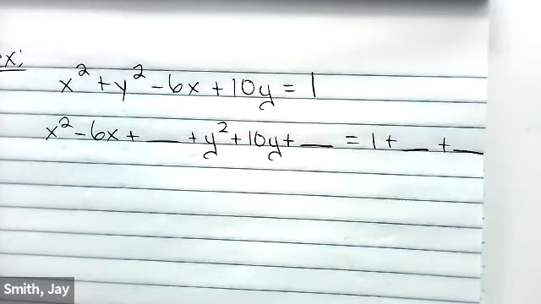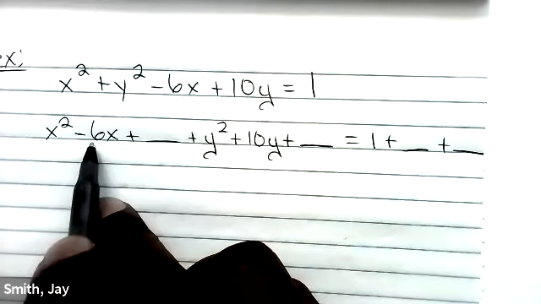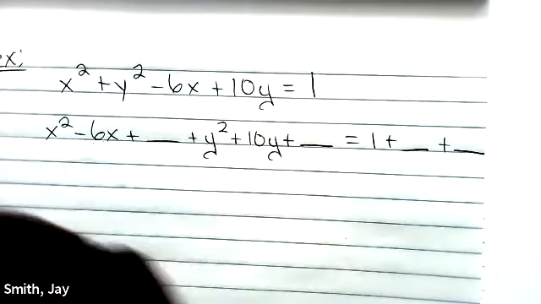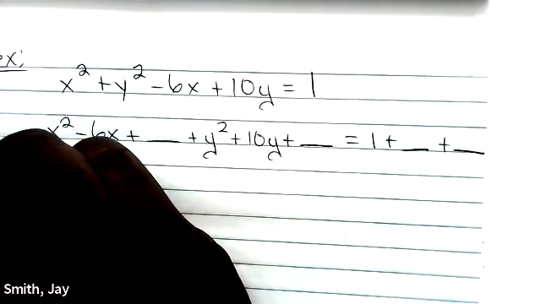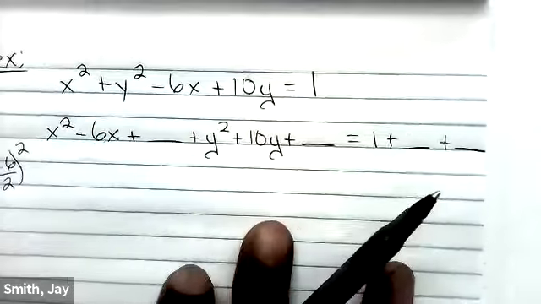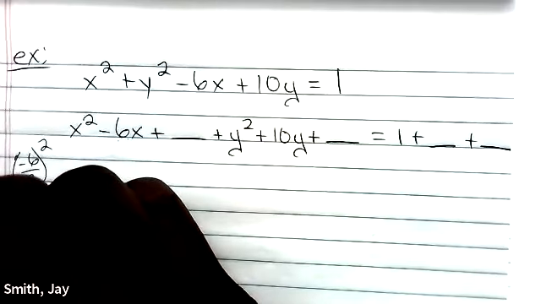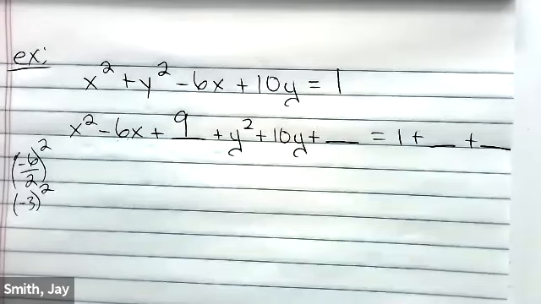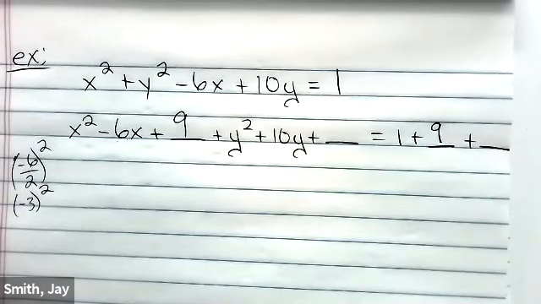Remember, whatever we do to one side, we do to the other. We want to keep the equation balanced. We're not changing the values of x or y, we're simply changing the way that it looks. So to get the number that's going to make these x terms a perfect square trinomial, we take half of our x term, in this case negative 6, and square it. So it's (-6 divided by 2) squared. Negative 6 divided by 2 gives me negative 3, and negative 3 squared gives me a positive 9. So we're going to add 9 here, as well as add 9 over with our constant term to keep the equation balanced.